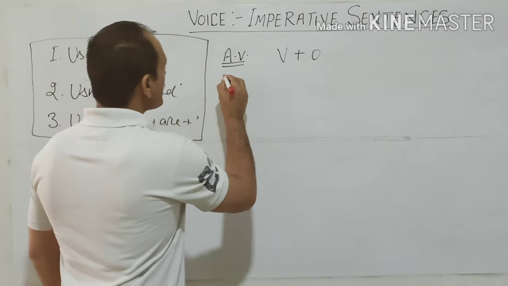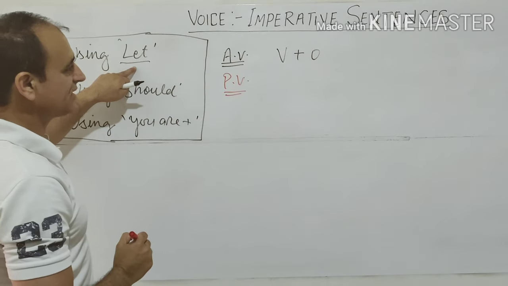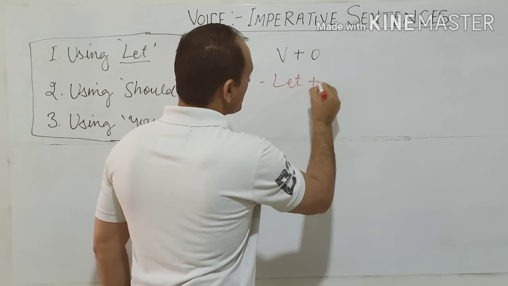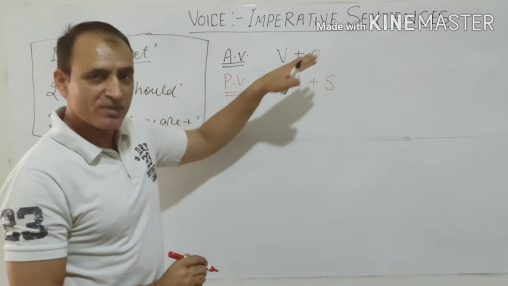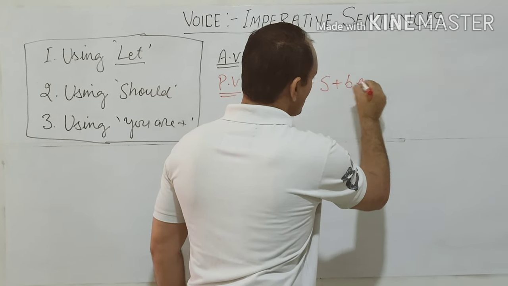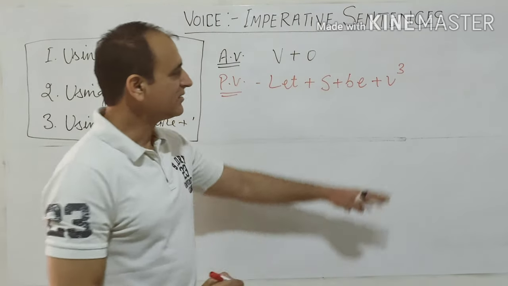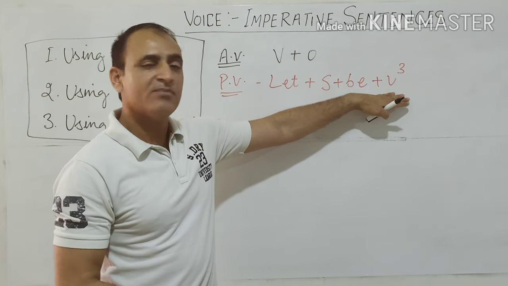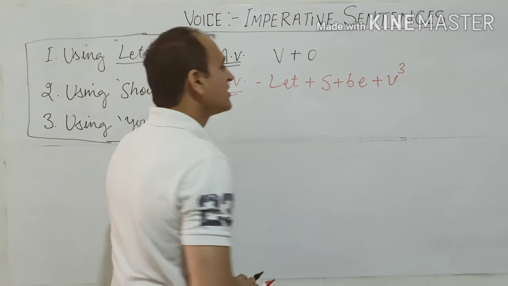Now if we change this structure into passive voice with the help of let, then the structure becomes let plus subject, because object in active voice will become a subject in passive voice, and subject is followed by be, be is followed by third form of the verb, and then we have to finish the sentence. The reason being, we can't use preposition by in this case because we do not have any subject over here. So this will be our structure for passive voice.